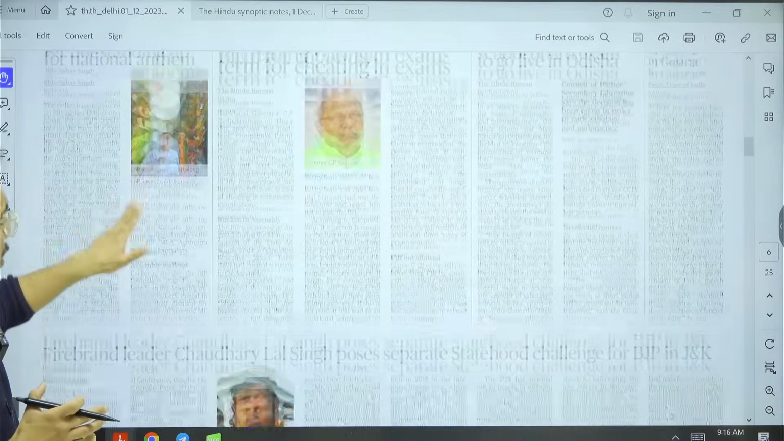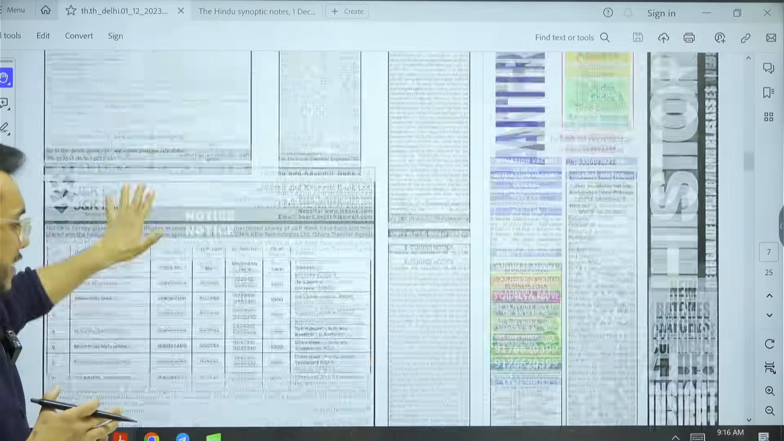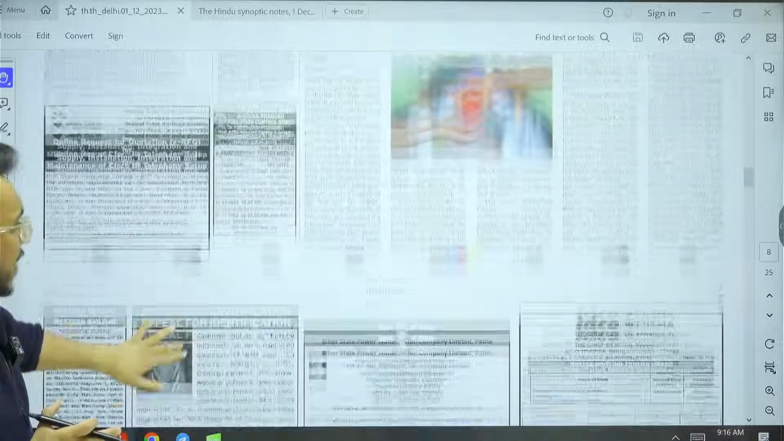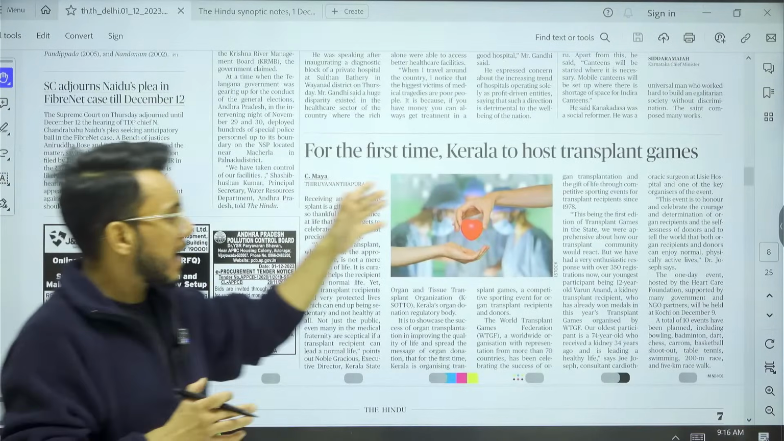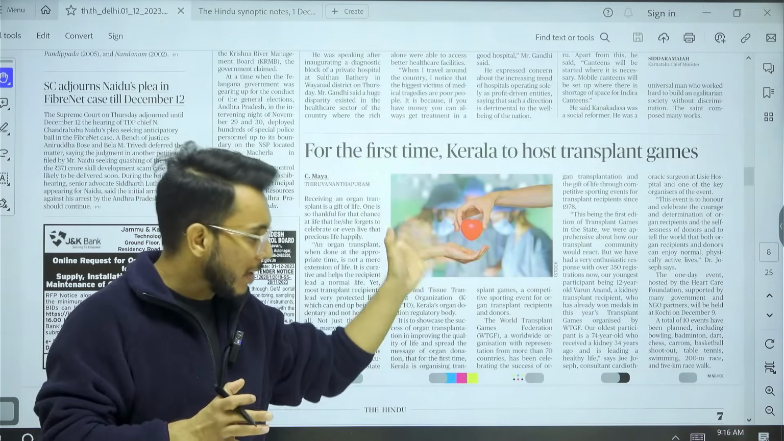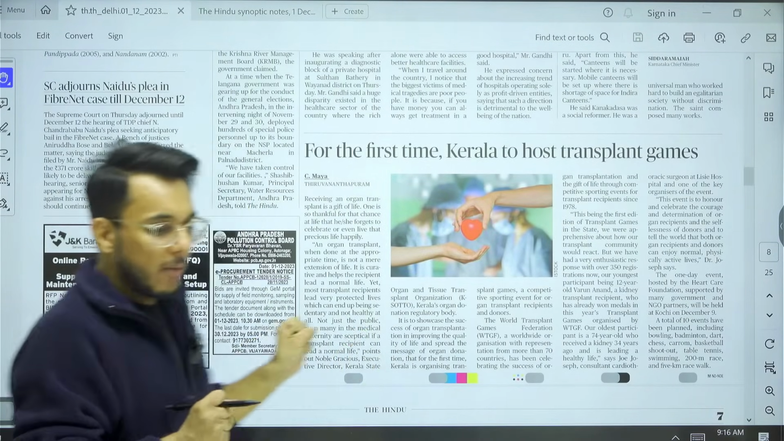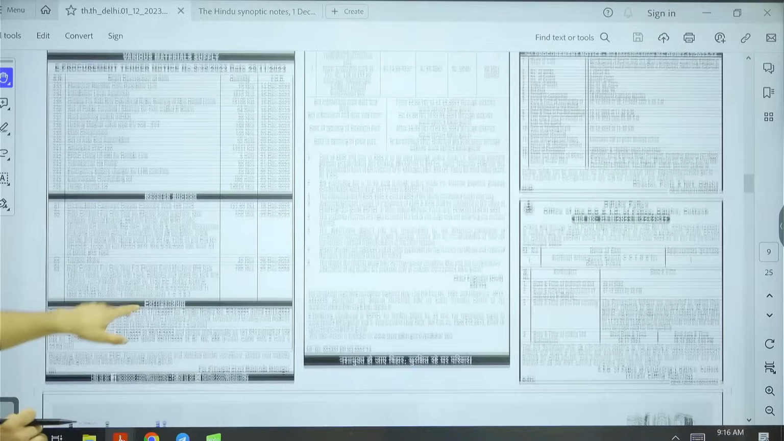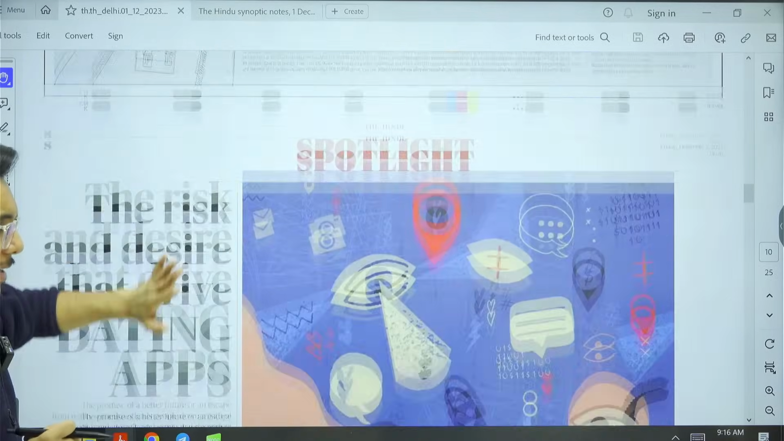However, one important article is there in the regional section, and let's take that article. Here we have the article "Kerala to host transplant games." We'll see what it is talking about with respect to examination, and then we have tenders, etc., advertisements, so we'll skip.